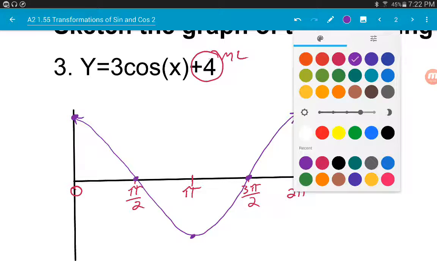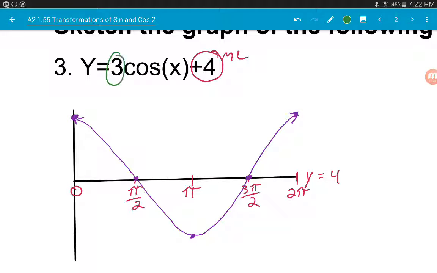Now, I used y equals 4 as the midline, but I also need to use this 3 here. This 3 is what we call the amplitude. So that means that from here to here is going to be up 3, and from here to here is going to be down 3. So 4 plus 3 is 7, and 4 minus 3 is 1. So that's my maximum and minimum, and that's a full credit graph.